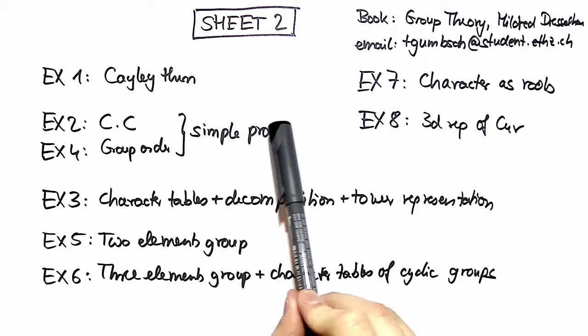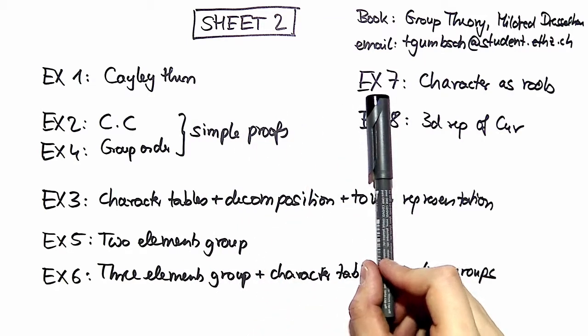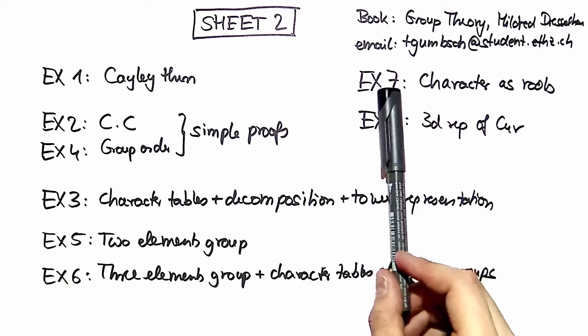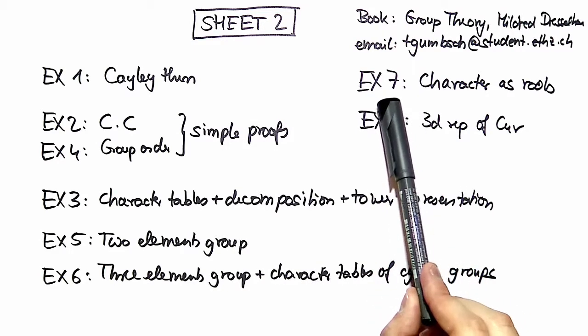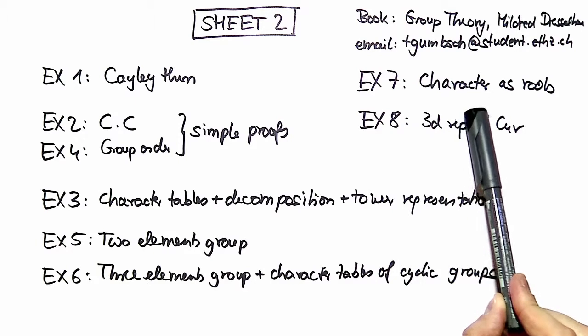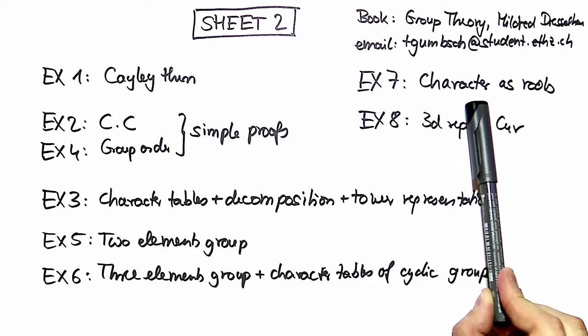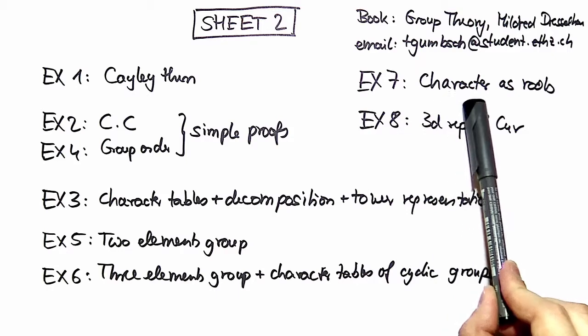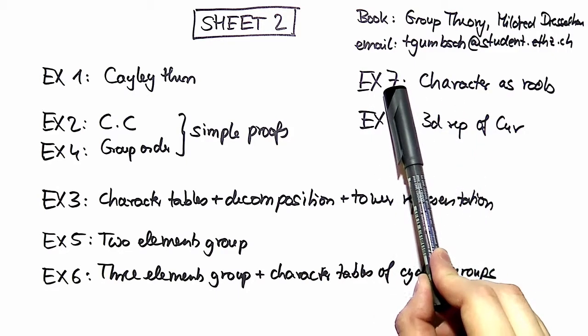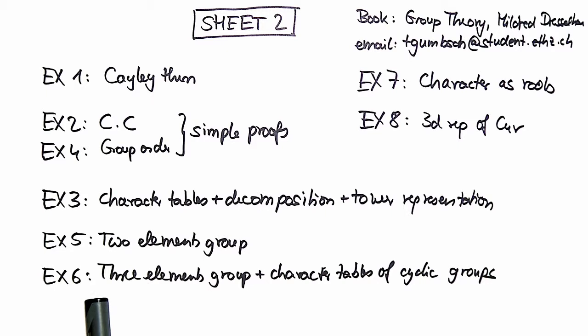Another very simple proof is exercise 7. Actually, this is a little too simple. Therefore, I introduced a lemma, which is a little more complicated, and introduced characters as roots of the unity. So this is really interesting, and you use that result from exercise 7 in exercise number 6, where you look at three elements groups in general and the representation of three element groups, and then you will construct the character table of any cyclic group as a result. This is really interesting and I recommend you to watch it.